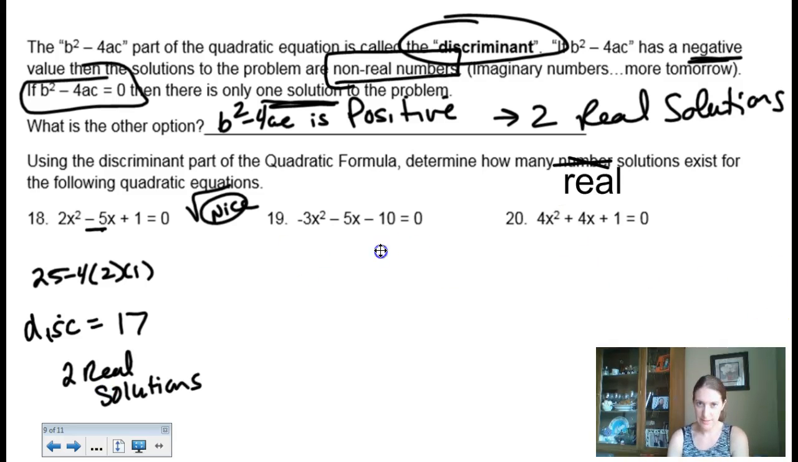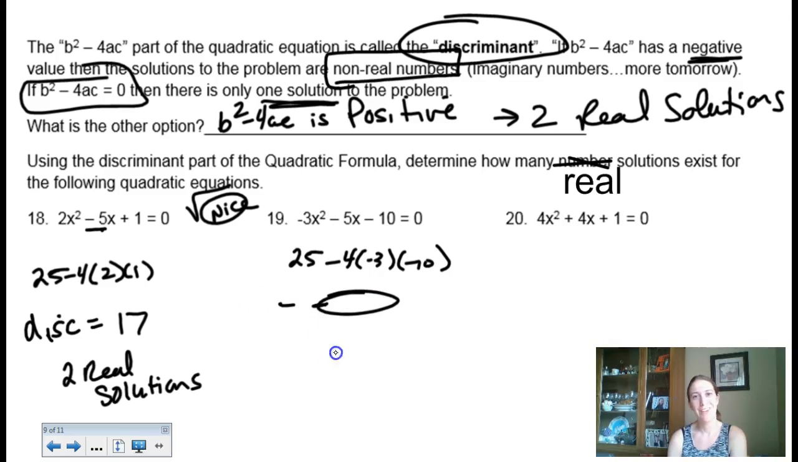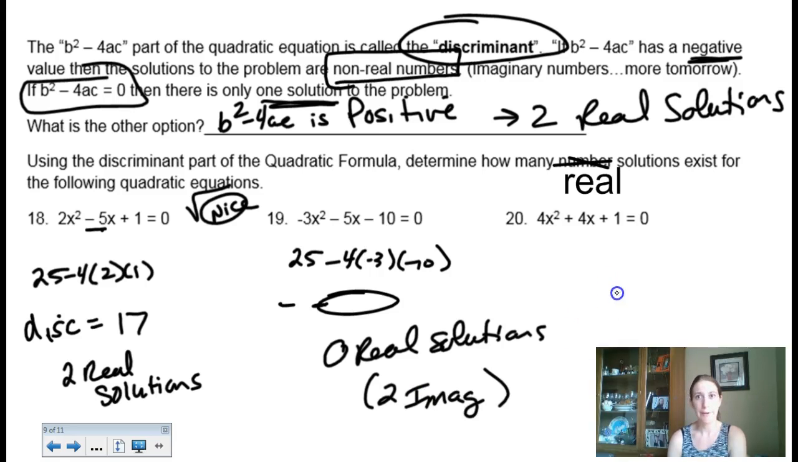This next one is in standard form, so we're ready to set up 5 squared minus 4 times -3 times -10. This ends up being something very negative. Did I calculate it already? I don't know. Whatever, 25 minus 120. So negative something, which means I have 0 real solutions. Also indicating that we would have two imaginary solutions, which we will totally tackle tomorrow.